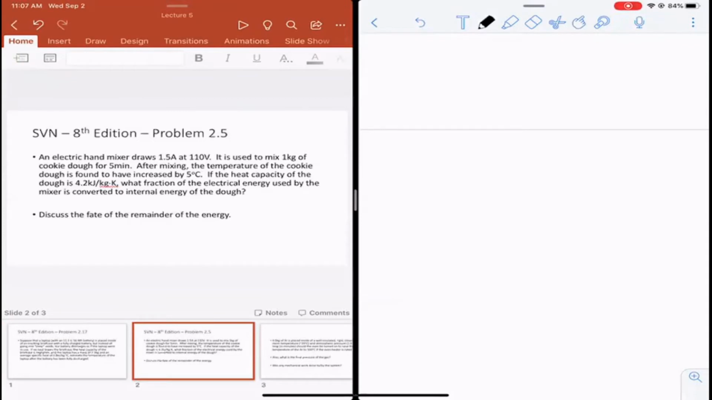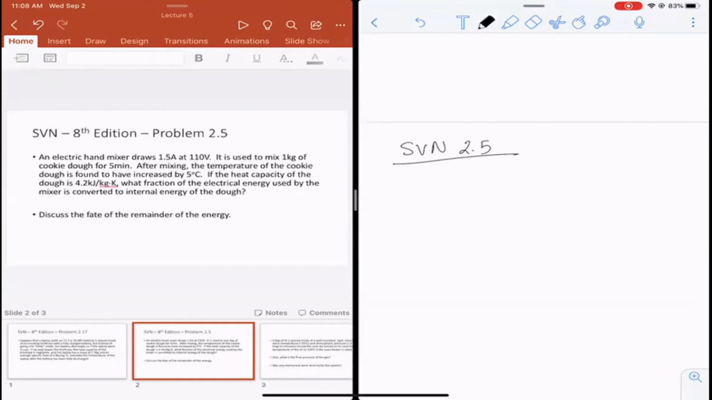And so we're told that this electric hand mixer draws 1.5 amps at 110 volts. And the hand mixer is used to mix 1 kilogram of cookie dough for 5 minutes. After mixing, the temperature of the cookie dough has increased by 5 degrees C. If the heat capacity of the dough is 4.2 kilojoules per kilogram Kelvin, what fraction of the electrical energy used by the mixer is converted to internal energy of the dough? And then we'll talk about what happens to the rest of that.